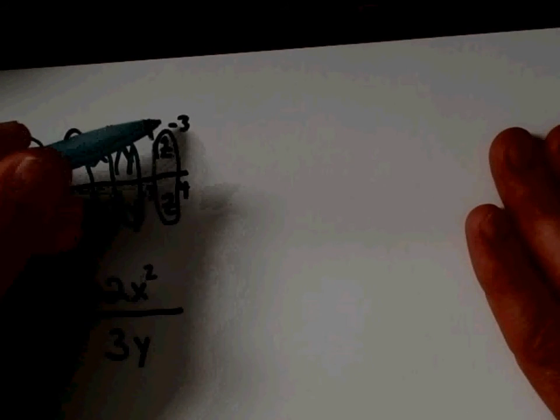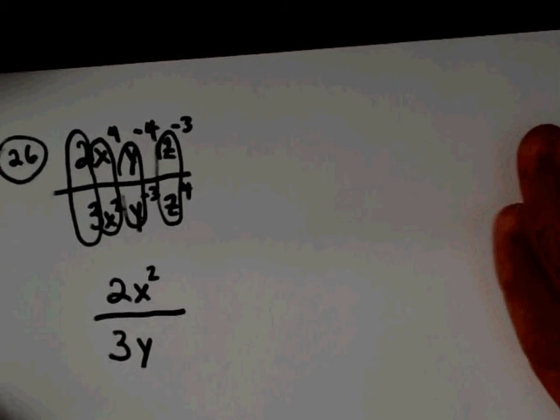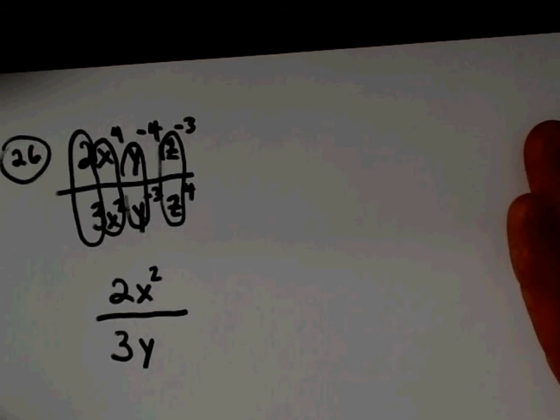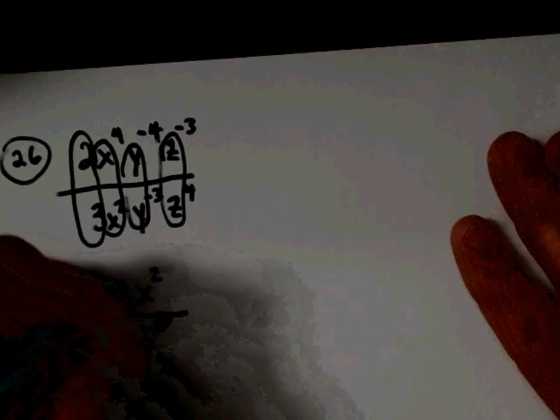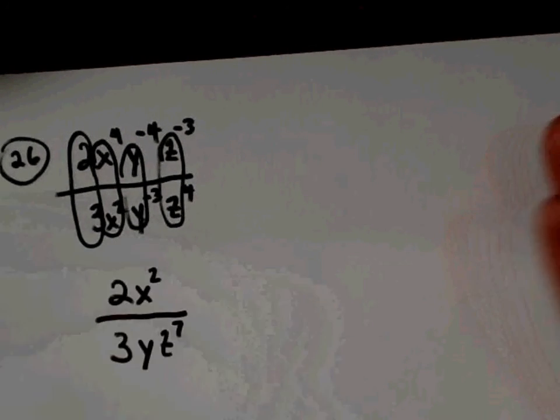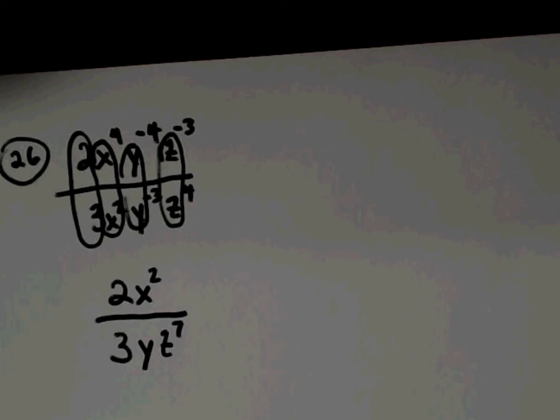All right. Z and Z, so I have negative 3 minus 4. It's negative 7, so it goes to the bottom and becomes positive. Okay?